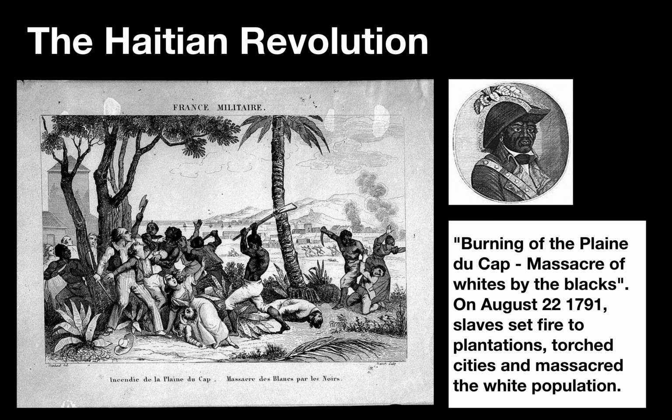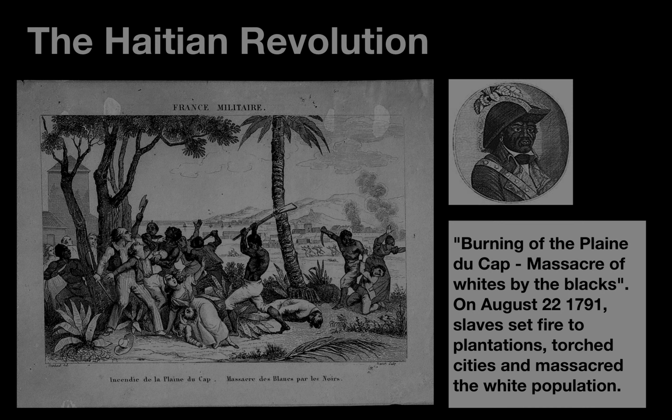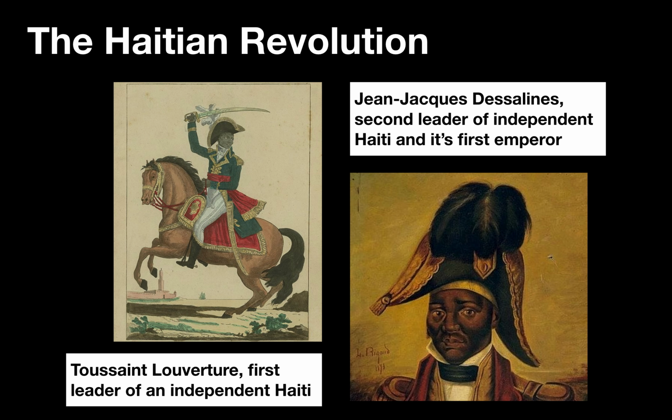The burning of the Plain du Cap, massacre of whites by the blacks is what this is called, but that's basically what happened. They set fire to plantations, torch cities, and massacre the white population. And there's Toussaint Louverture, right, leader of the independent Haiti. He becomes the first leader when it's a republic, and he quickly becomes an emperor under Jean-Jacques Dessalines, right? So these are two important leaders to the Haitian Revolution.